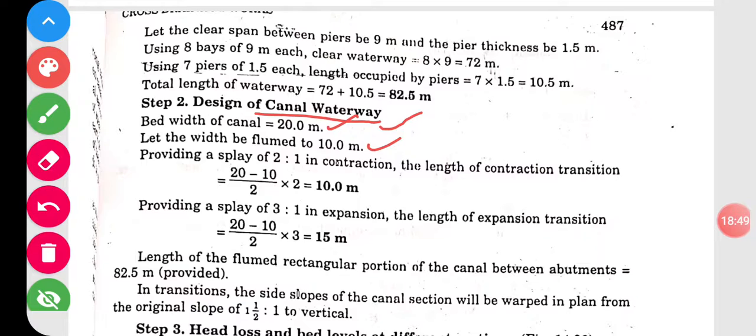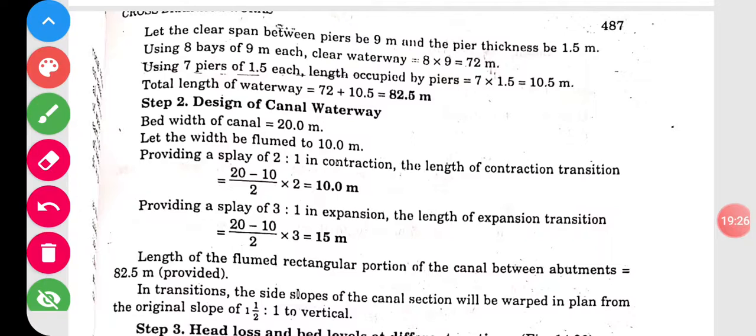You have to assume, I already told you, if the bed width of the canal is 20 meter, half of that should be assumed always. It is fixed, so don't worry. Now after that, providing a splay of 2:1. It is also fixed. Splay means actually the ratio of the contraction in the transition range. So what is the ratio of contraction? That is 2:1, 2 forward and 1 transverse. Splay means ratio of contraction.